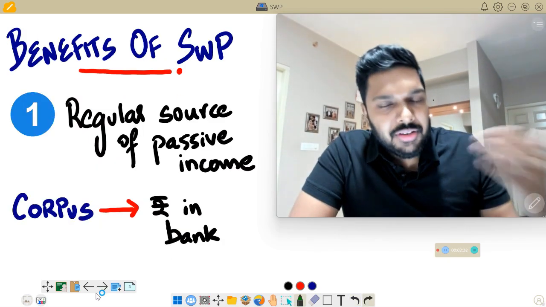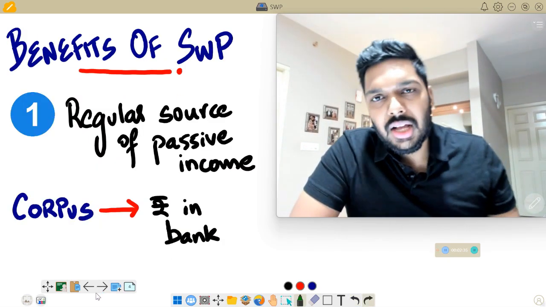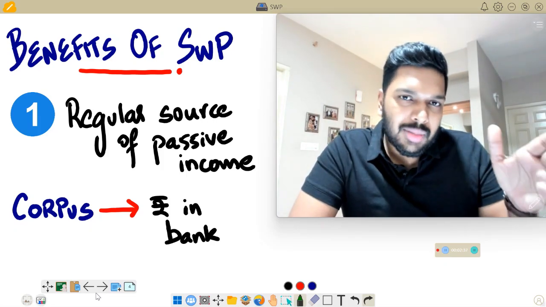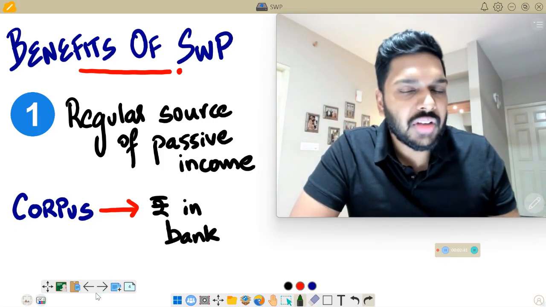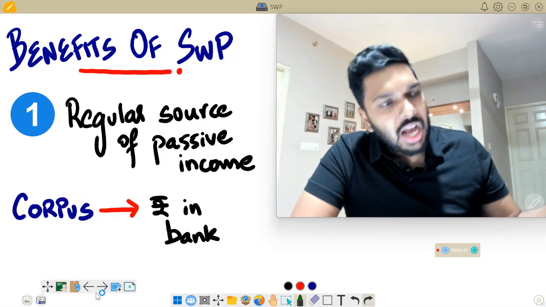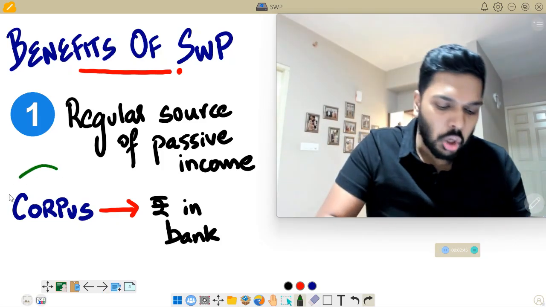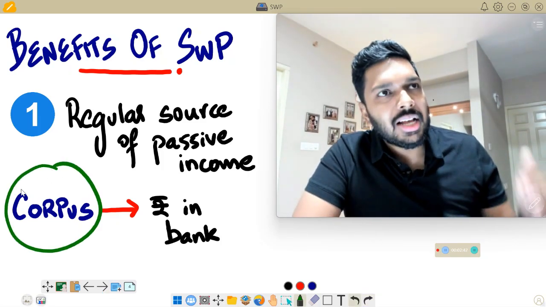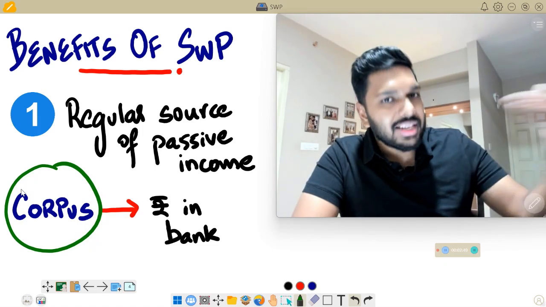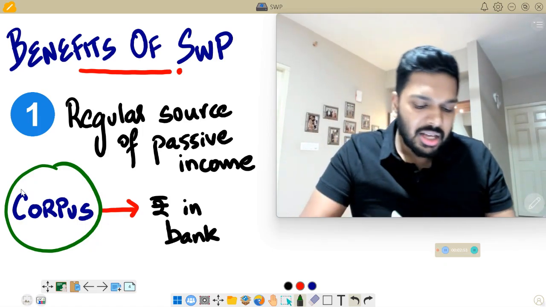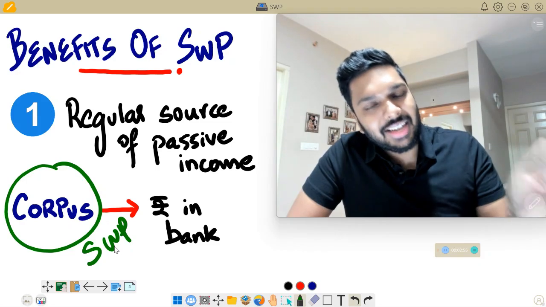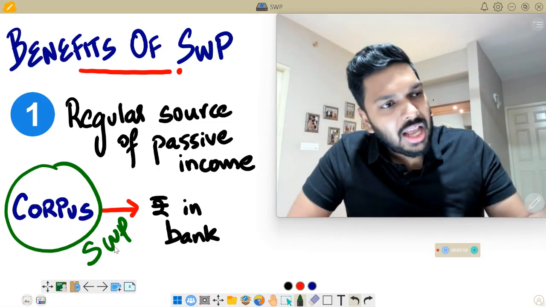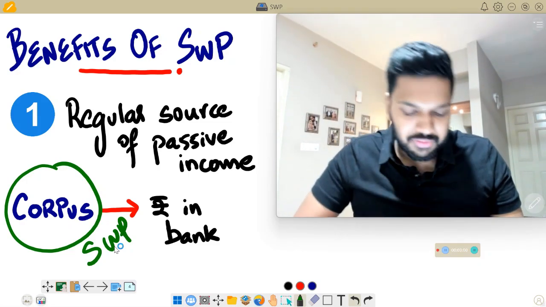Now coming to the benefits of SWP. Well, like I said before, the most important benefit is one, yes, it can act as a regular source of income from investments for you after a point in time, because once you have a corpus, and once you build this in your early age by regular investing, you can use this corpus through SWP and get money into your bank and act as a regular source of active income after a point in time in your life.